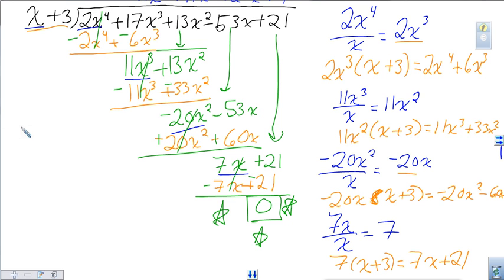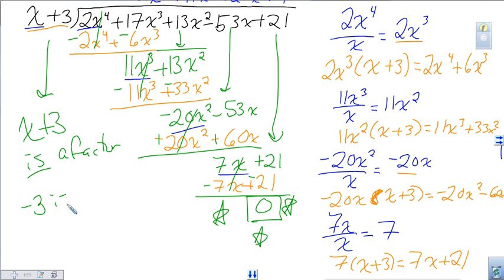It means that x plus 3 is a factor, and that negative 3 is a 0. Those are the conclusions you can draw.